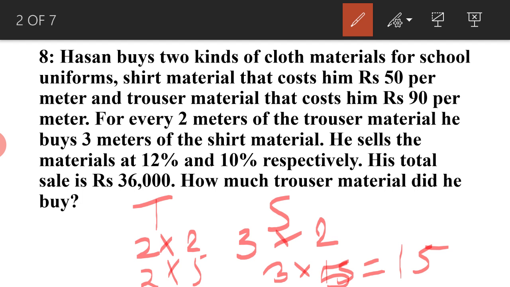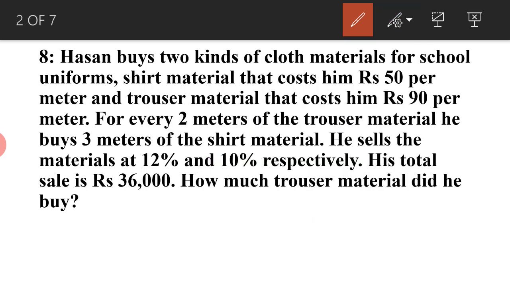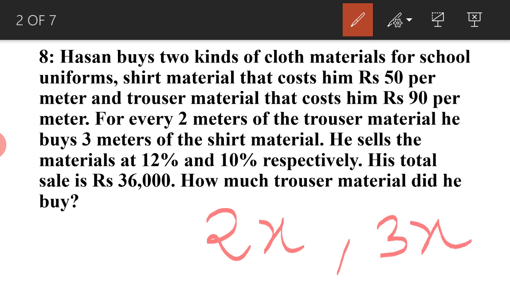Now, as soon as a ratio comes, what do we assume first? We don't know the multiplier x because we don't know the length of trouser material nor the length of shirt material. So we need to assume the multiplier first to get the length of material. So let x be the multiplier.